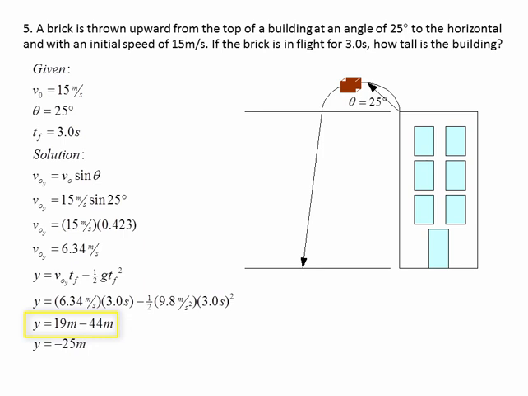When we take the difference of those two, we get negative 25 meters, which is the distance in the downward direction of 25 meters. So the building was 25 meters.